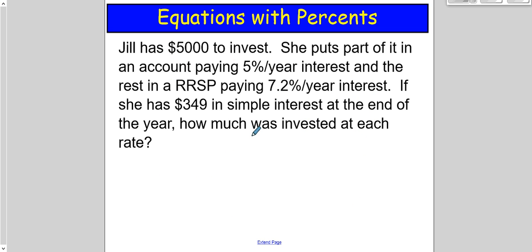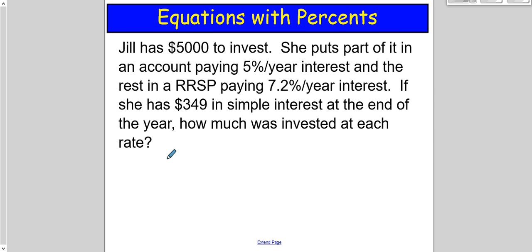All right, let's try just one more here. Jill has $5,000 to invest, and she puts part of it into an account paying 5% per year in interest, and the rest into an RSP paying 7.02% interest. If she has $349 in simple interest at the end of the year, how much was invested? Okay. I know these ones seem so complicated, and they're not too bad. I'll show you. So we have two things going on here.